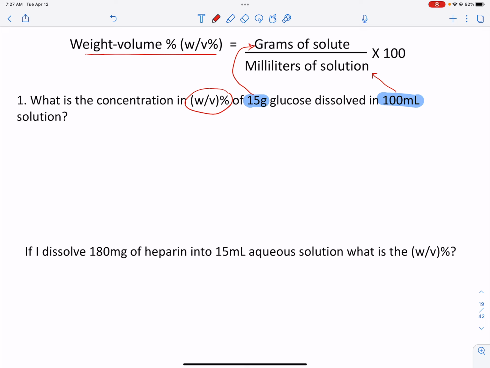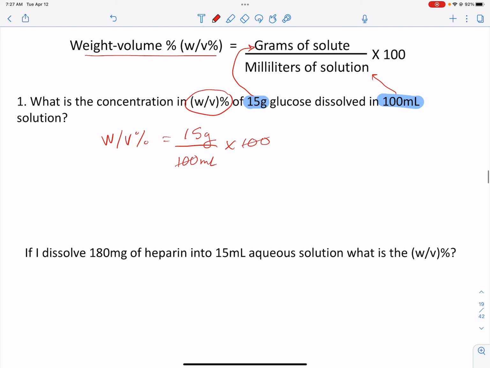So the weight volume percent is equal to 15 grams over 100 milliliters, times 100. This problem is honestly too easy for you guys. Some of you are grabbing your calculators right now. You should, at least. You'll want a calculator out for the rest of this video. But 15 divided by 100 times 100, you might notice that these numbers cancel, and so it just ends up being 15%. Now, you might be asking, what happens to the units, a gram and a milliliter?